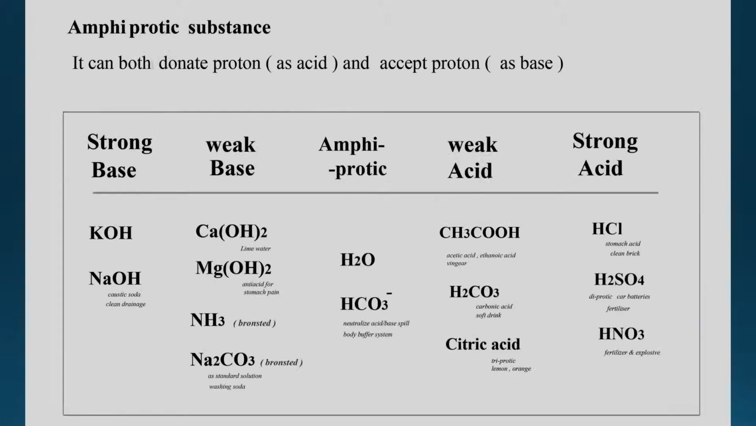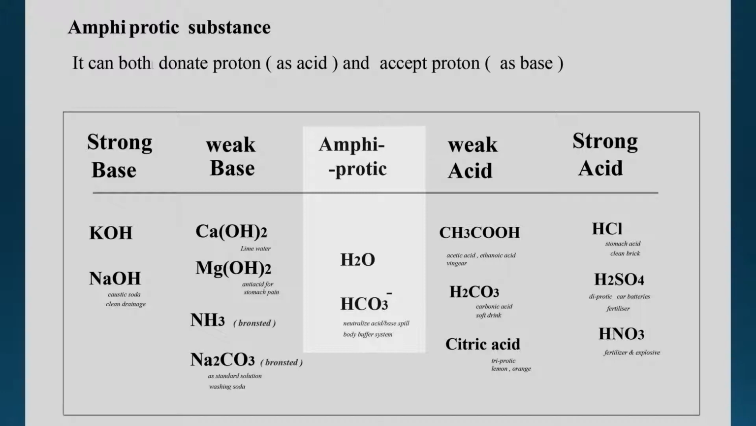Amphiprotic. Amphiprotic defined means a substance that can both donate a proton as an acid and accept a proton as a base. And here I pull up the chart: strong acid, weak acid, and strong base, weak base. Amphiprotic is the one in the middle.